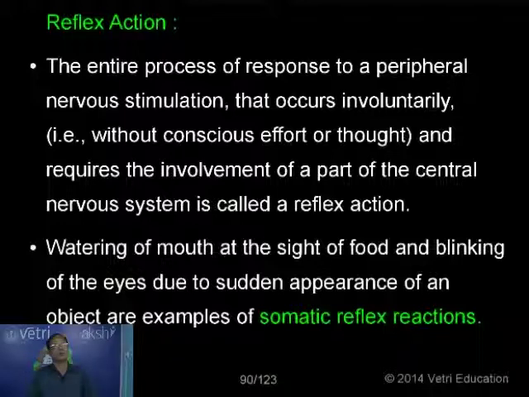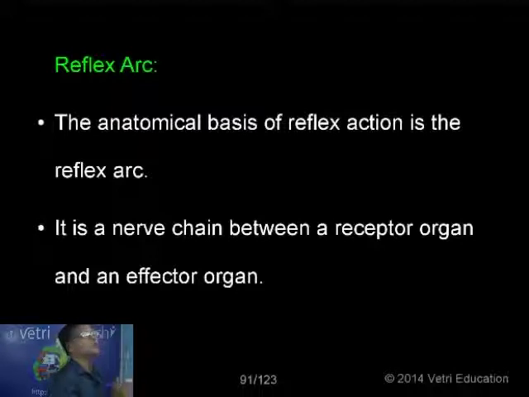For example, at the sight of food, watering of the mouth occurs, that is, salivation occurs, or blinking of the eyes, the eyelids being closed when some object approaches suddenly to the eye. So these are some of the examples of somatic reflex reactions, commonly called somatic because the muscles are involved. Watering of the mouth at the sight of food and the closure of the eyelids due to the sudden appearance of an object just before the eyelid are examples of reflex action, that too somatic reflex actions, which occur involuntarily without your consciousness.